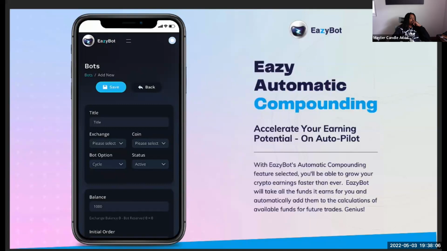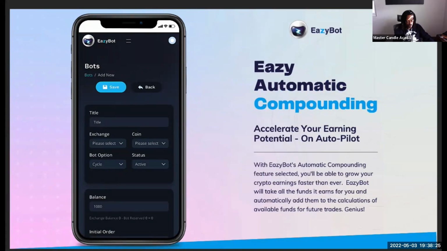Another game changer that makes Eazy Bot a trailblazer is something called Easy Automatic Compounding. Guys, with this feature selected, you'll be able to grow your crypto earnings faster than ever. If you let it, Eazy Bot's going to take all the funds it earns for you and automatically add them into the calculation of available funds for future trades for you.